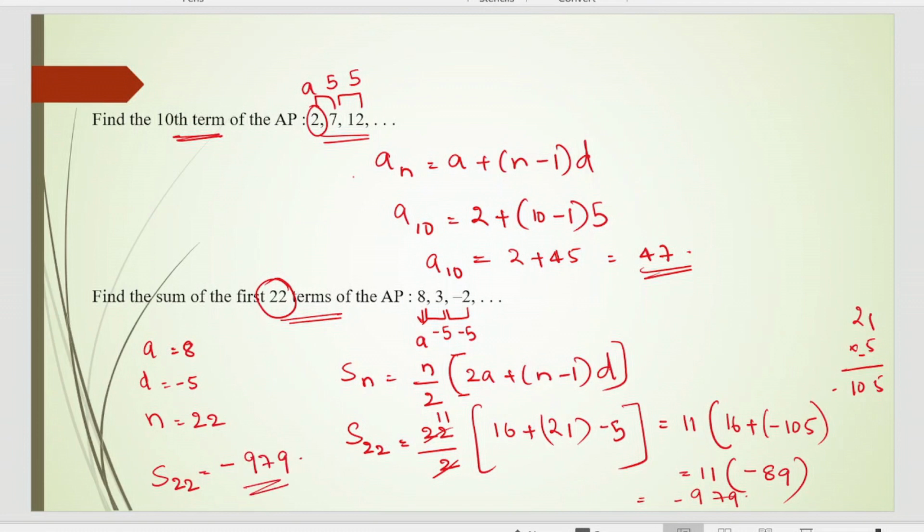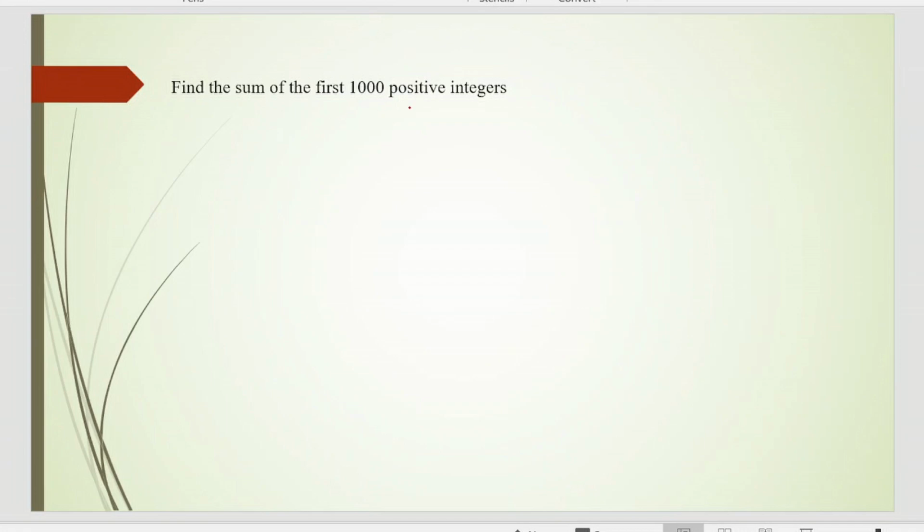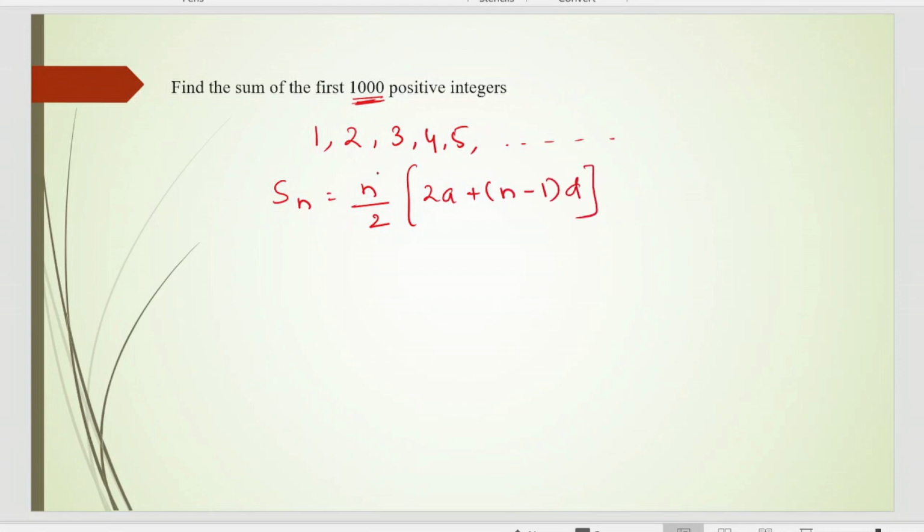Clear? So the next one is: find the sum of the first 1000 positive integers. So what are the positive integers? 1, 2, 3, 4, 5, and so on. Right? So we need to find the sum of the first 1000 positive integers. What is the formula? That is Sn is equal to n by 2 of 2a plus n minus 1 of d. Here what is n? n is 1000 and a is equal to 1, and what is d? d is the common difference, which is 1.